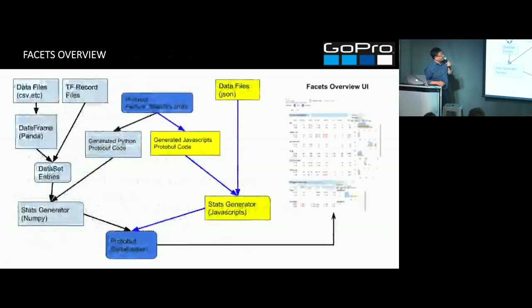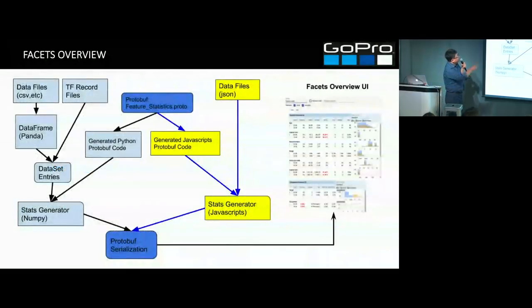So if you look at the graph, it looks like this. These blue parts are the definitions, and on the left side, the gray side, you have files coming in: CSV, JSON, whatever. These are data files. They load them into data frames using Pandas. The other path is TensorFlow, where they have code to load data in a kind of dataset format they call dataset entries. From there, you use NumPy to generate the stats.